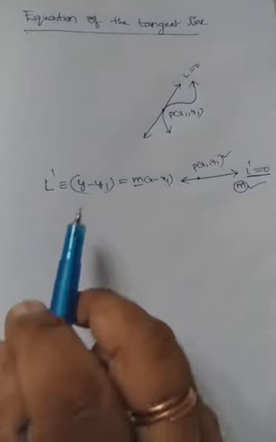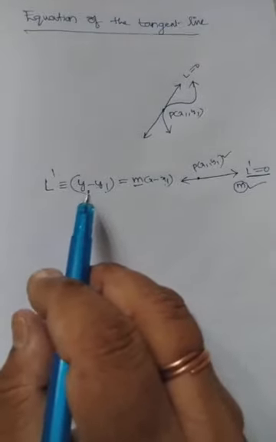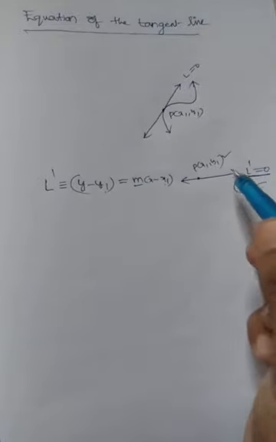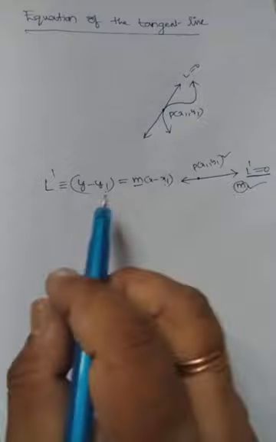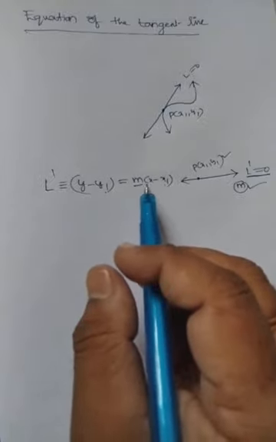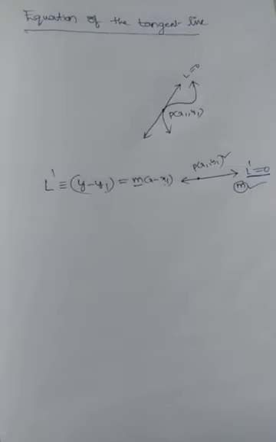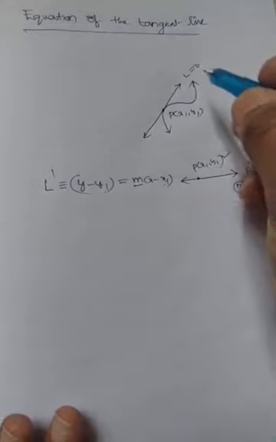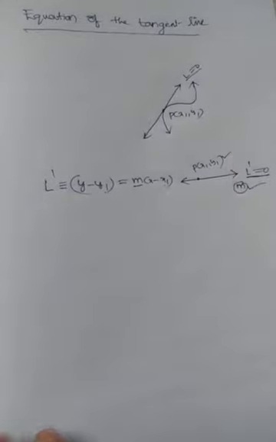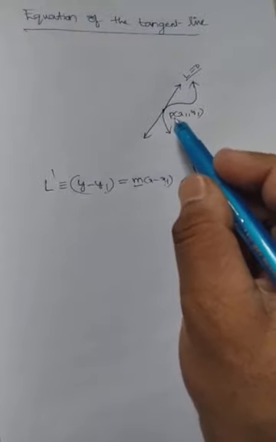So what is the formula of it? Whenever we want to find the line equation by having a point on the line and a slope, we have a formula that y minus y1 is equal to m into x minus x1. By using this, we are going to find the tangent line, since we have a point.